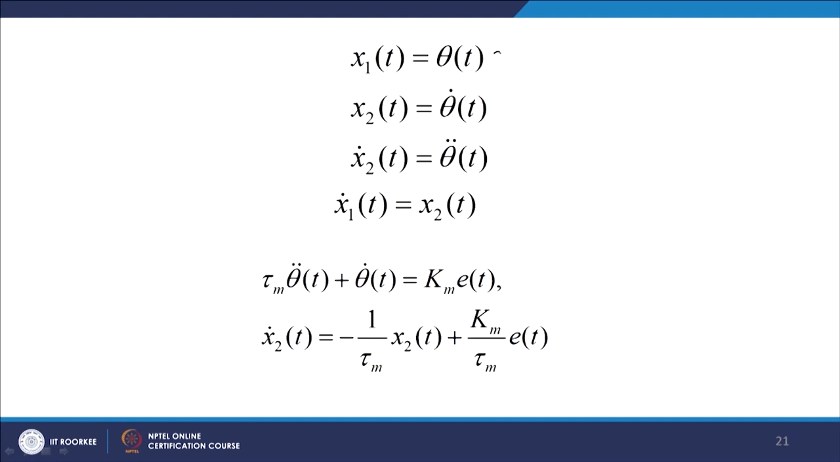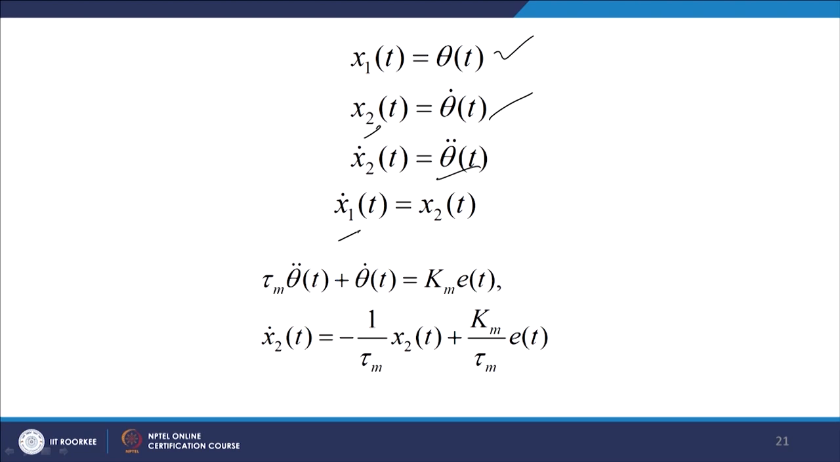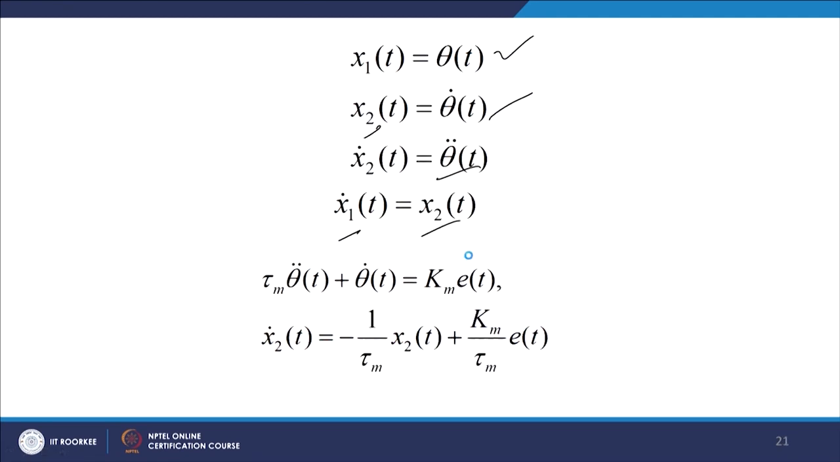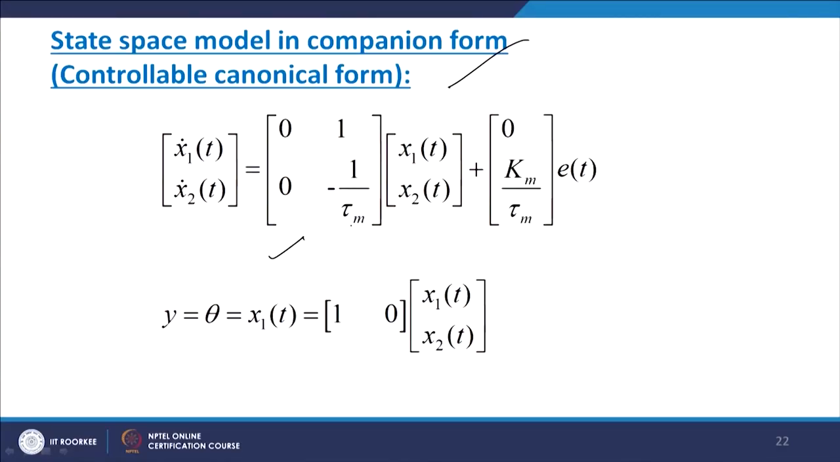So here we have taken x1(t) equals theta(t), x2(t) equals theta dot(t), then x2 dot(t) equals theta double dot(t). Because here we require theta dot(t), therefore x1 dot(t) equals x2(t). After solving these equations, we come across the value of x2 dot(t) like this. Finally, this model has been presented in a companion form or controllable canonical form. So we have got this particular result.